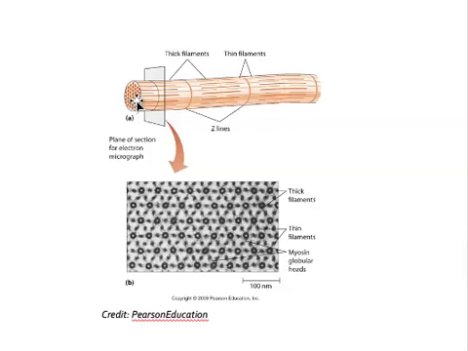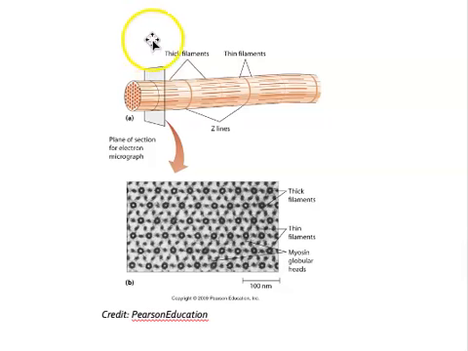There are thick filaments and there are thin filaments, and they overlap each other in a very special arrangement, creating a sarcomere. These lines that you see here in between each of the sarcomeres, those are the borders of the sarcomeres. They're called Z lines. So from Z line to Z line, that's one sarcomere.